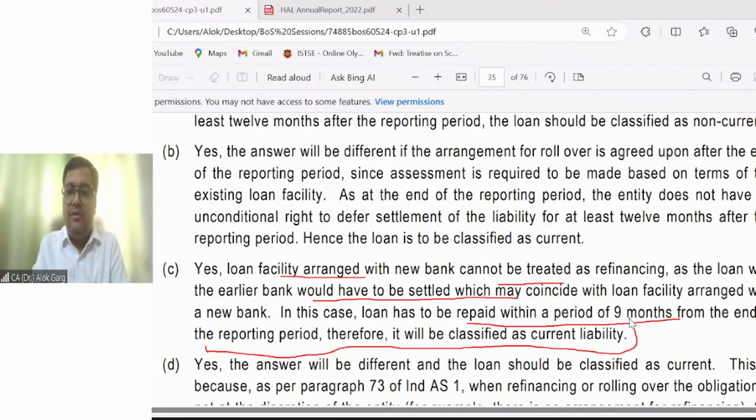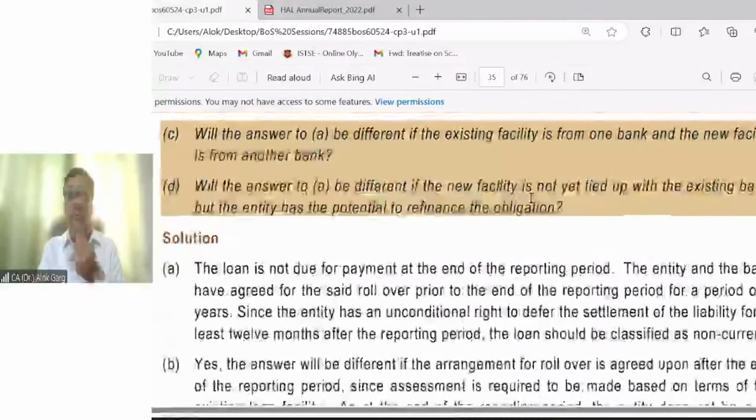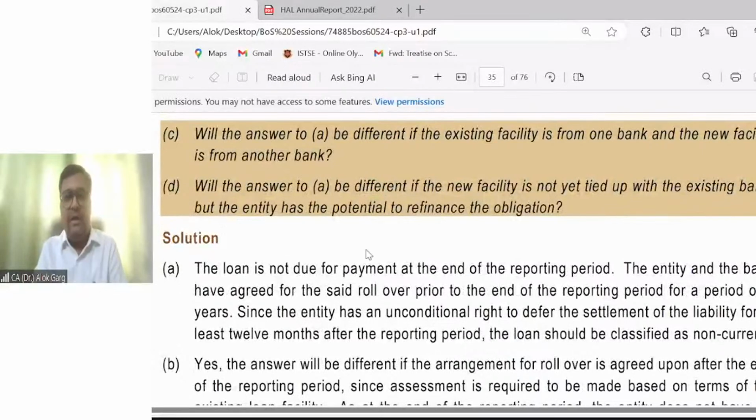I hope you have understood. I hope you have understood this thing. Okay, so let's go further. Very good case study to understand the current and non-current liability.